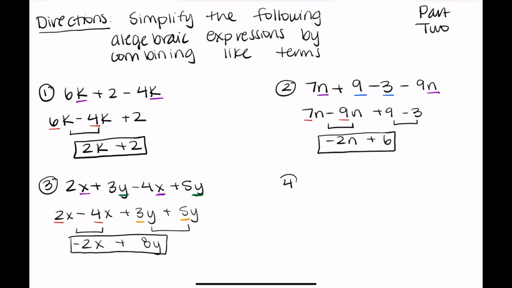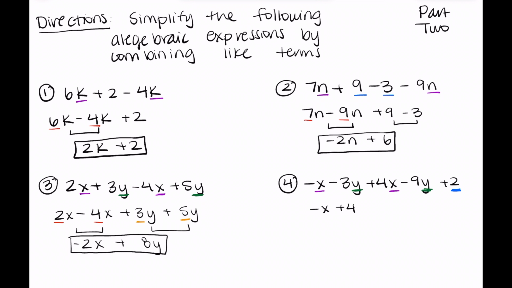And now we'll move on to our final practice problem for today. For number 4, we have negative x minus 3y plus 4x minus 9y plus 2. Now this one looks the most challenging, right? So many terms to deal with, but we have two terms with x's, two terms with y's, and one constant. So let's rearrange and group everything together.